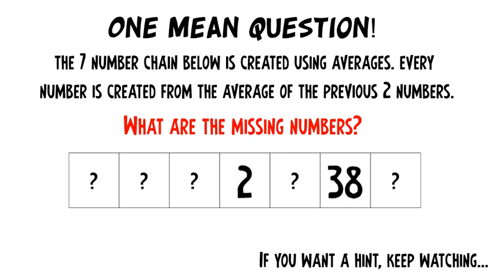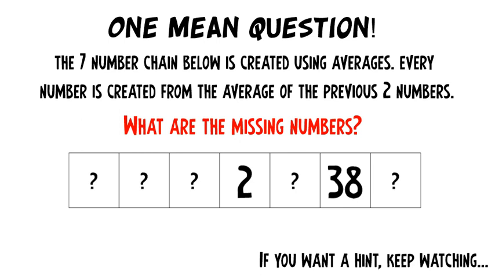But anyway, it says the seven number chain below is created using averages. Every number is created from the average of the previous two numbers. What are the missing numbers? So if you look at those seven numbers in the chain, you're only given two. You're given the number 2 and you're given the number 38. And using the fact that the previous two numbers are always the average of the number itself, what are the missing numbers? Now, if you want a hint, just keep watching.